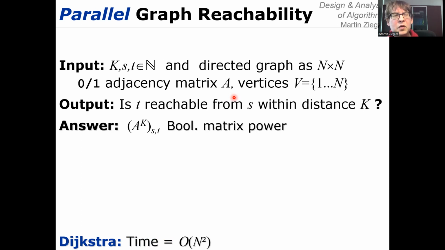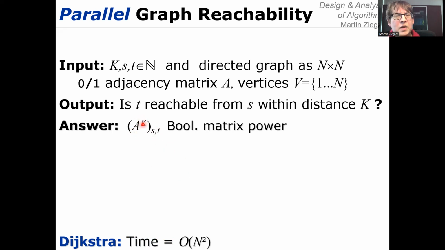And similarly for A cubed, can the two vertices corresponding to this entry in the matrix A cubed be reached within at most 3 steps using the edges. And so, since we want to know whether t can be reached from s within k steps, the idea is to calculate the kth power of this adjacency matrix and then look at the entry in that matrix with index s and t, so row s and column t.